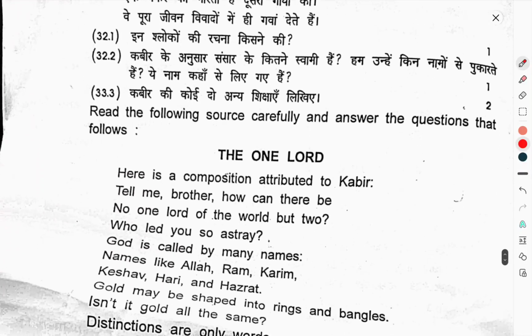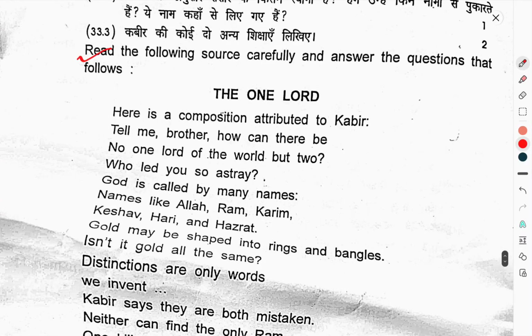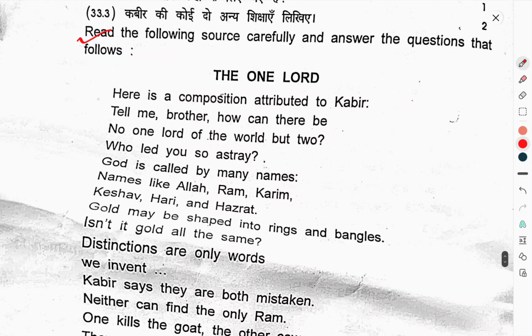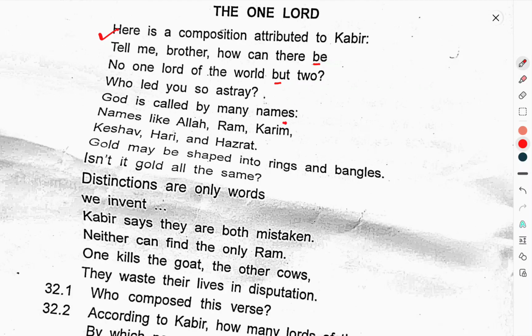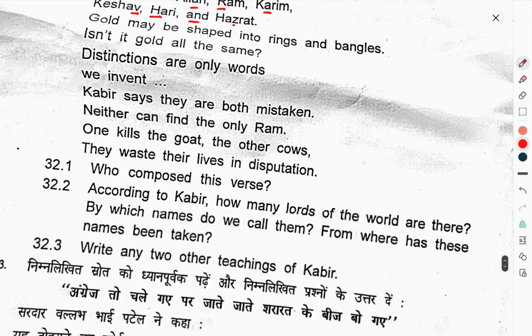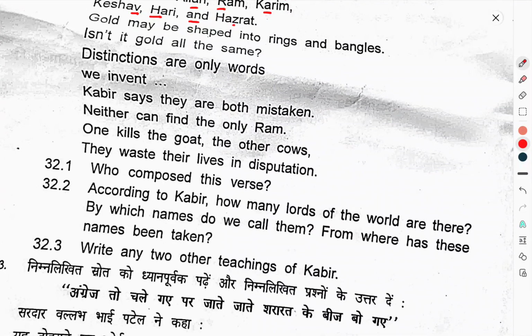Next, let's move on. Read the following source carefully and answer the questions that follow. One God, the one Lord. Here is a composition attributed to Kabir. Tell me, brother, how can there be not one Lord of the world but two? Who led you astray? God is called by many names like Allah, Ram, Karim, Keshav, Hari and Hazrat. Gold may be shaped into rings and bangles, isn't it gold all the same? Distinctions are only words we invent. Kabir says they are both mistaken, neither can find Ram. One kills the goat and the other kills the cow. They waste their lives in disputation.